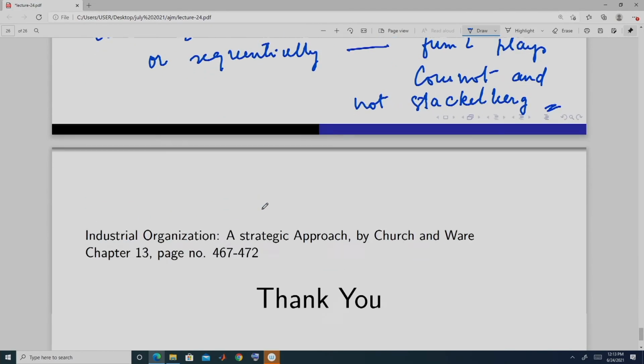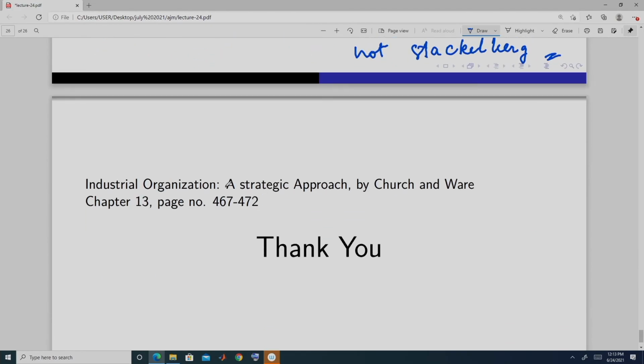You can read this portion from the book by Church and Ware, Industrial Organization: A Strategic Approach, chapter 13, or these class notes are sufficient.